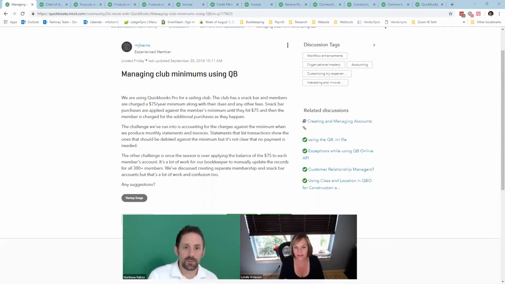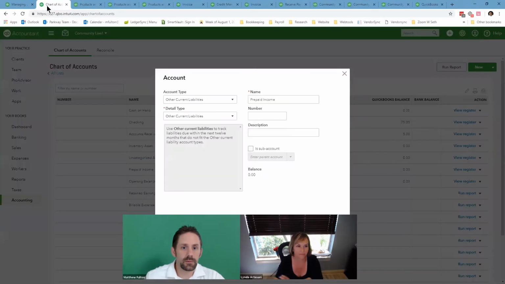Right, they're trying to track that $75. And of course, when they're billing that $75 out, it's not income yet because they haven't really earned it, right? People haven't bought the snacks. So the first thing you have to do is make the prepaid income account. Prepaid income account, right? Yep. That's the first. Other current liabilities, prepaid income is our basic setup.